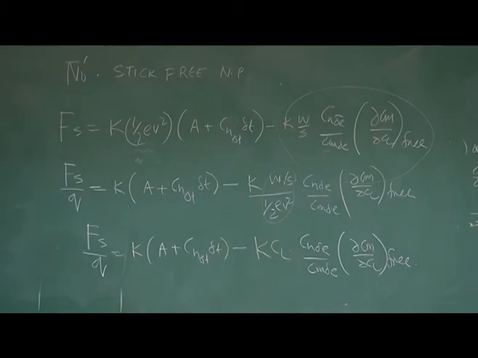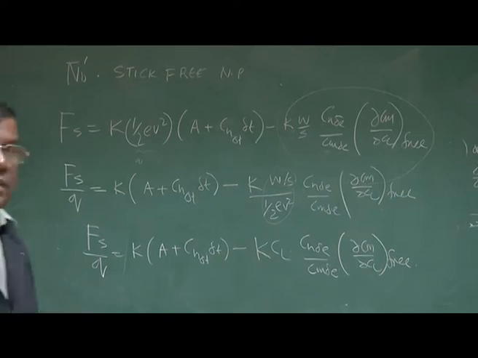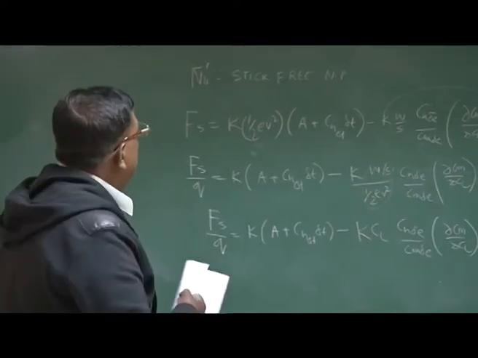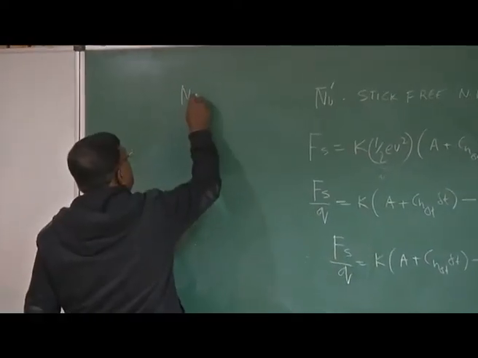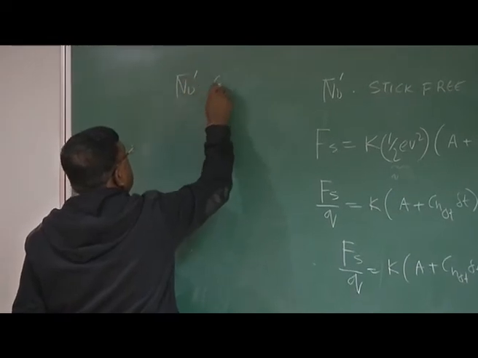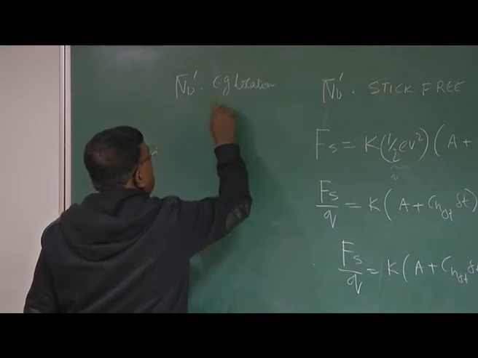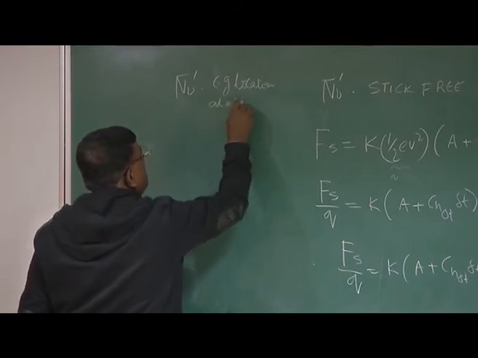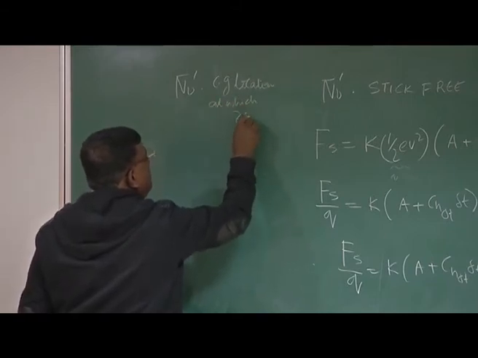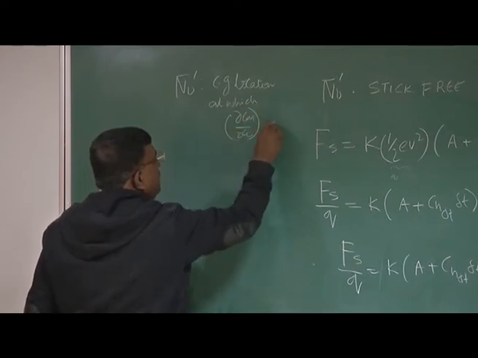Now see the trick. What is our aim? We try to find out the stick free neutral point, that is, what is that CG location at which dCM by dCL free is 0. So what is N naught prime? N naught prime is that CG location at which dCm by dCl free is 0.